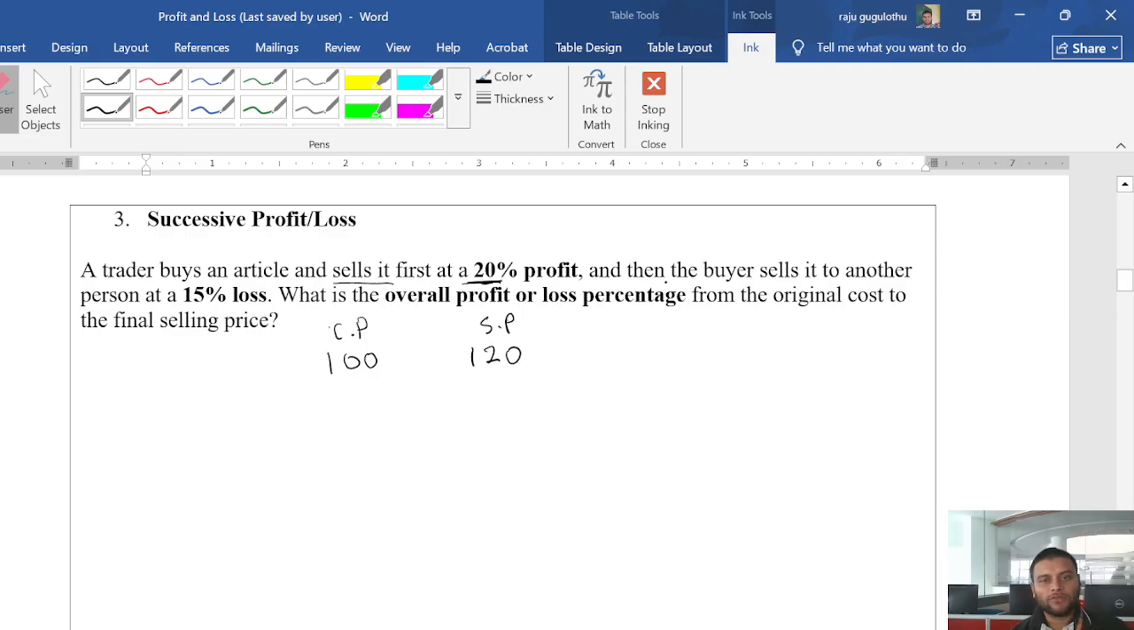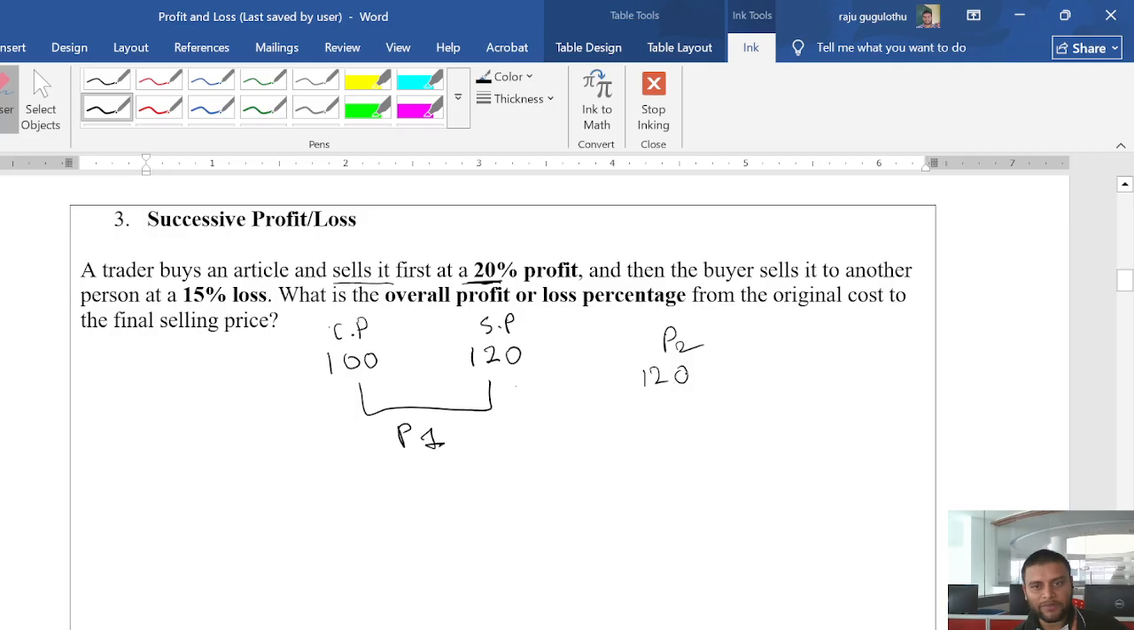Okay. Now the question says, and then the buyer sells it to another at 15% loss. So the person who bought at 120 rupees sold it. This is about person 1, guys, and we have person 2 who bought that article at 120 rupees and is selling at 15% loss.